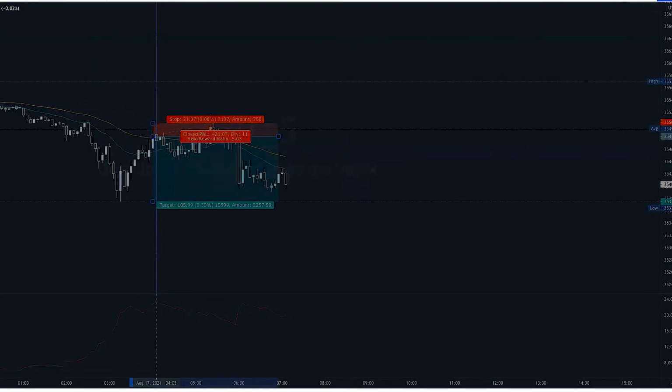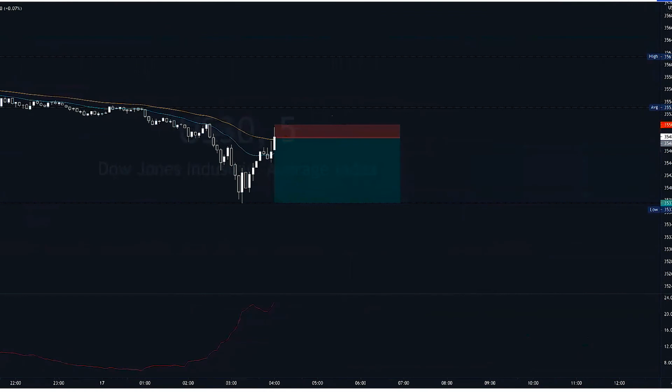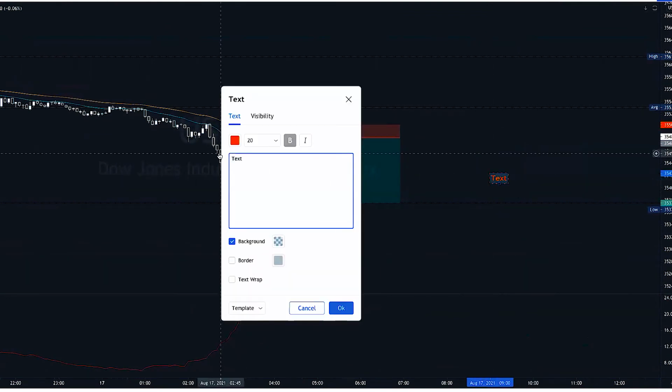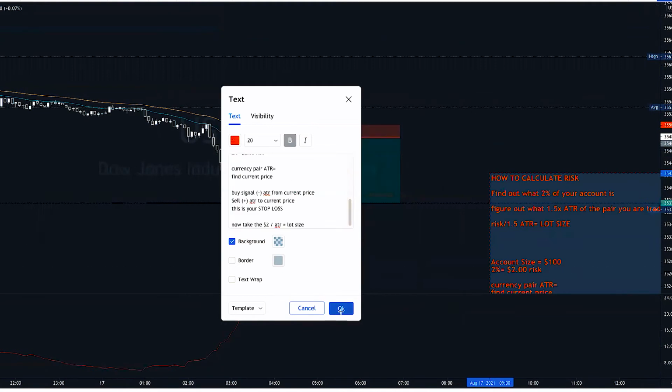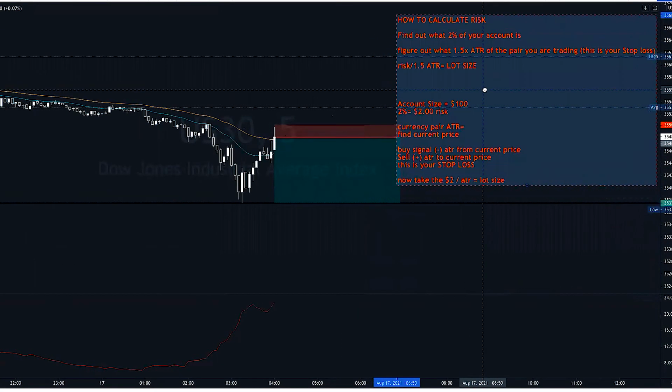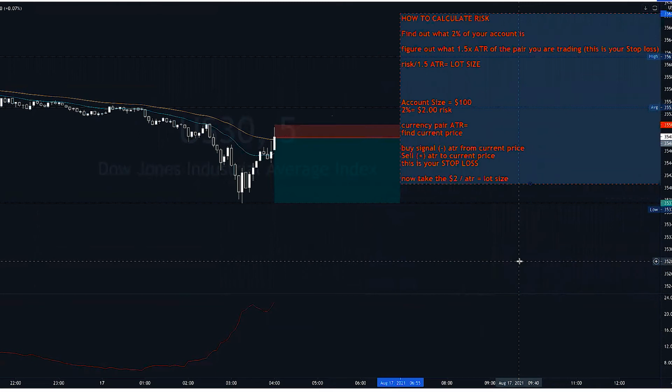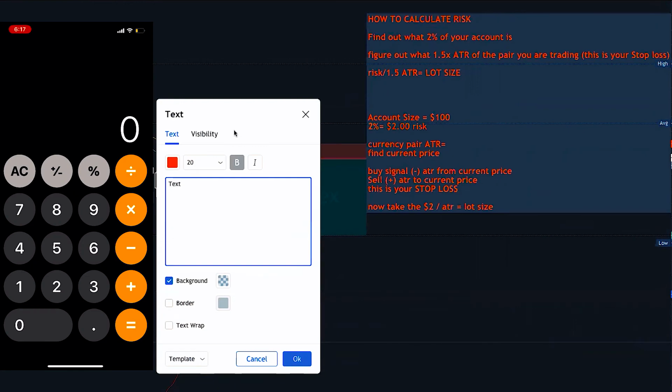So just to go back, I'm gonna show you guys how to manually figure this out so you have a higher win percentage in the market. The strategy is just one part. You need to know how to manage your risk. So let me pull out my phone and screen record, all right? So how to calculate your risk. You need to find out what 2% of your account is.